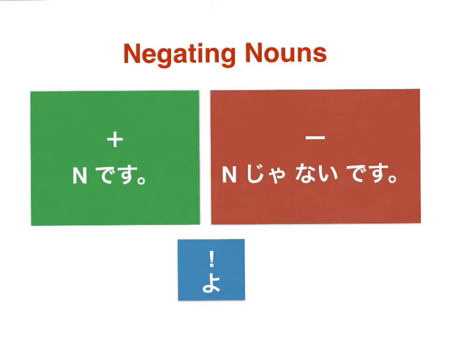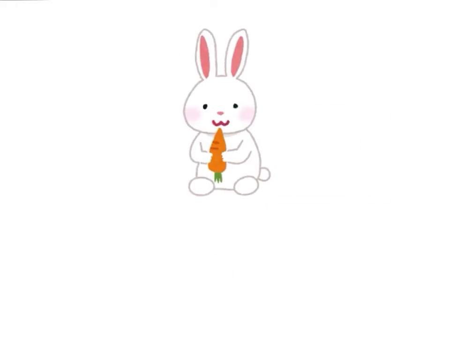Yo is a particle and is always sentence final. That is to say, you'll only see it at the end of the sentence. All right, let's take a look at some usage examples.